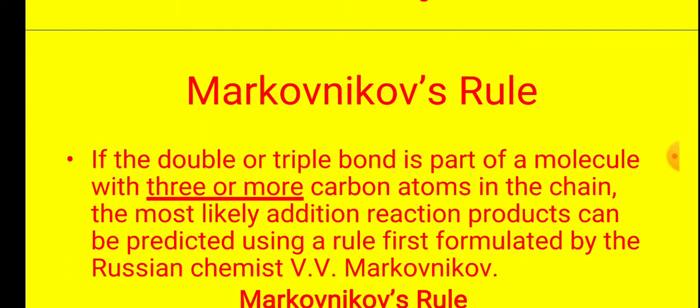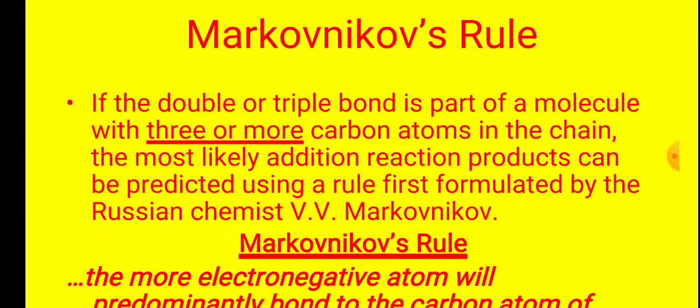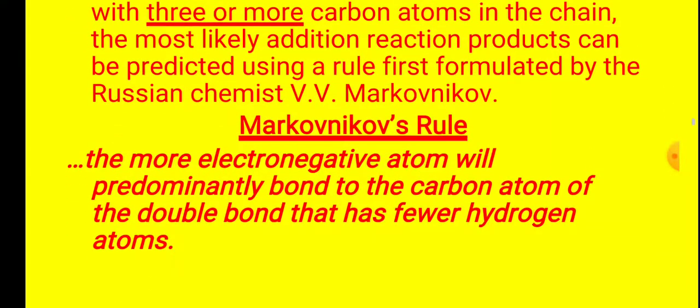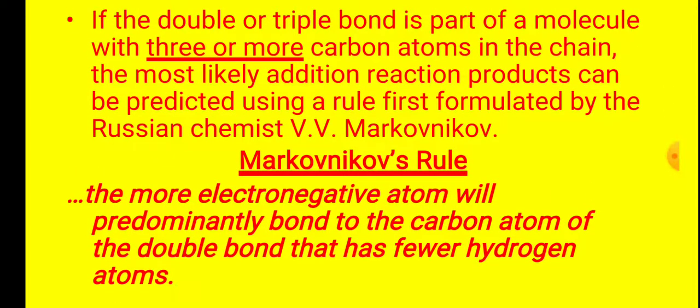So in addition reaction, there is a rule, that is Markovnikov's rule. Markovnikov was a scientist. So this rule tells us the orientation, that is the addition of a heteronuclear molecule to the double bond of a non-symmetrical alkene, will be defined.